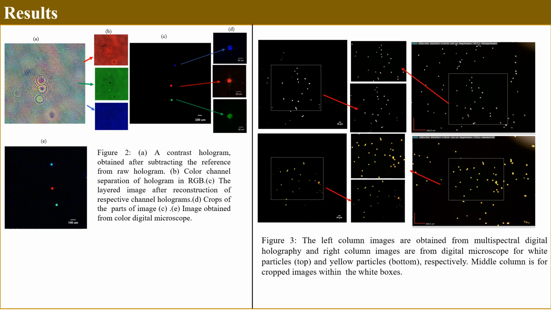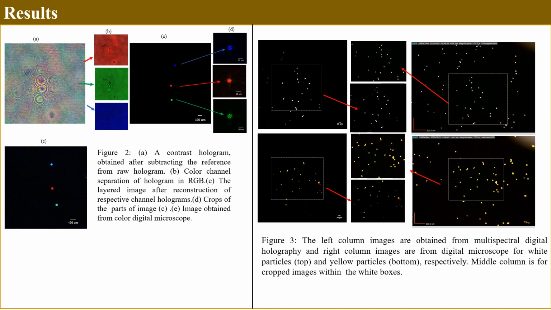Figure 2b is the RGB color channel separation of the contrast hologram. These separate channel holograms are then reconstructed individually by using Fresnel-Kirchhoff diffraction theory. The images obtained from individual reconstructions are layered together and we get the color image in RGB color space. Here figure 2c is the final color image of the particles, figure 2d is the crop of figure 2c, and figure 2e is the image of the same particles obtained from the digital color microscope.